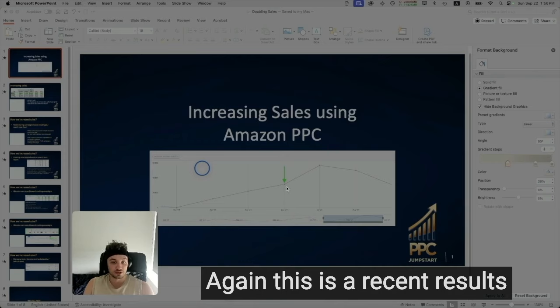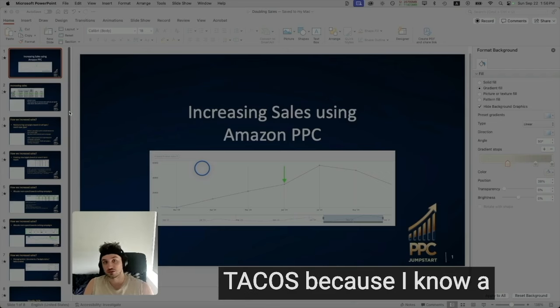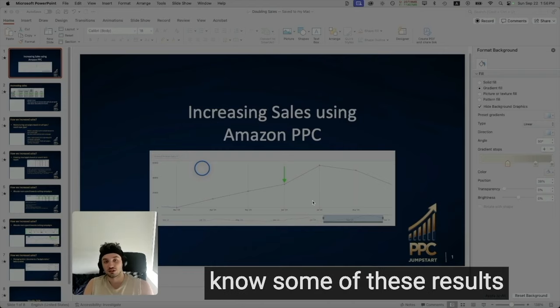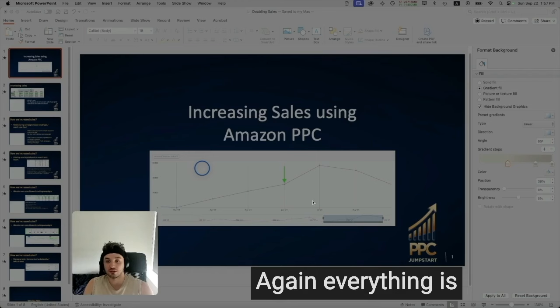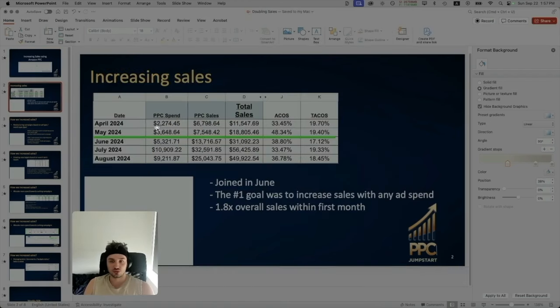Again, this is recent results, and I will show you all the figures, ad spend, ACOS, TACOS, because I know a lot of people like to show the sales increase, but some of these results come with a lot of ad spend. Again, everything is transparent here. Before, there was little to no ad spend, 2 to 3,000.